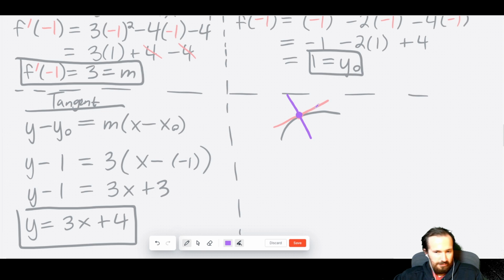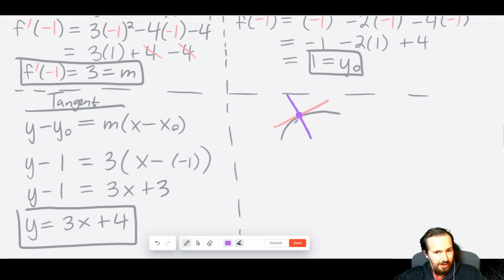The normal line's, in my opinion, a lot less useful than the tangent line, but it does have some uses, like in physics. Now, anyway, the key is that the normal line is perpendicular to the tangent line, but it goes through the same point.